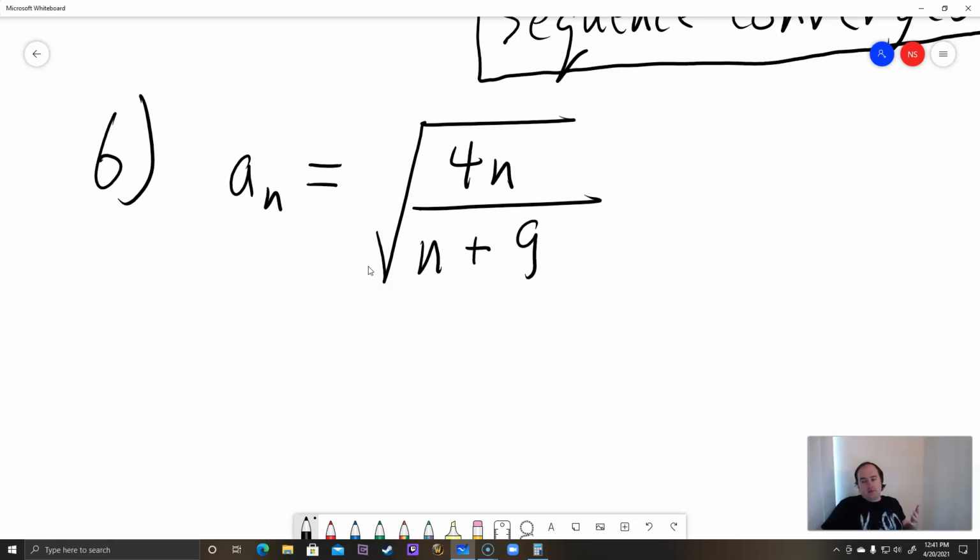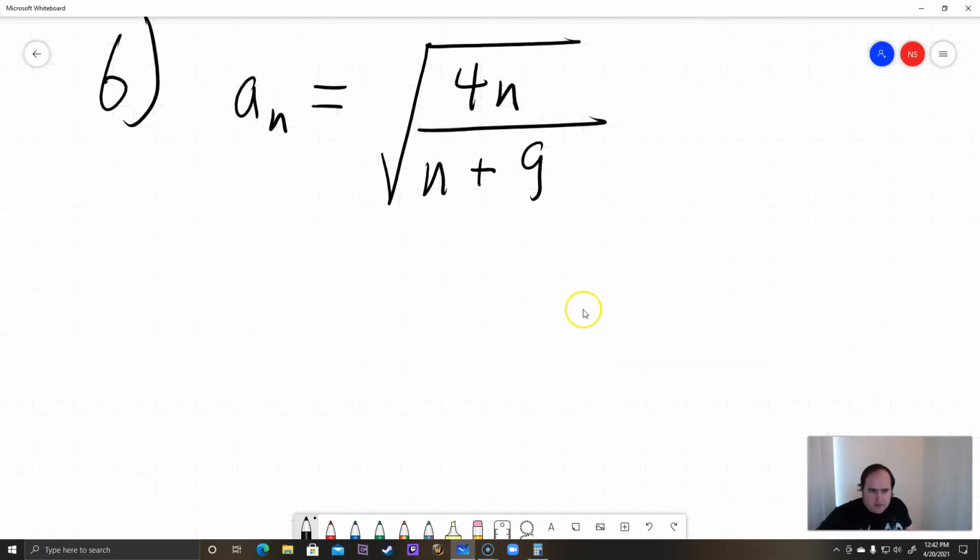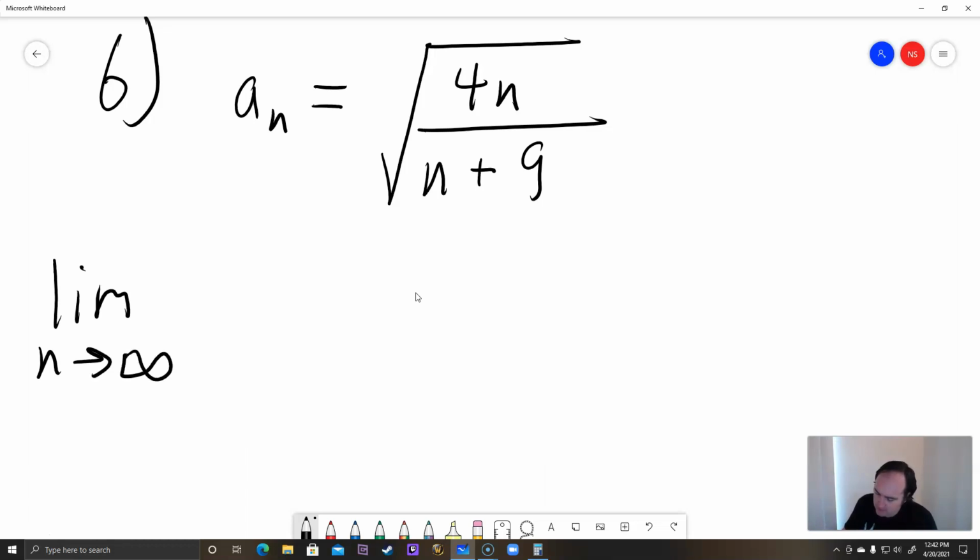And again, the reason I'm doing so many examples here is I really don't like the way my math lab does these problems. It makes them seem way too difficult. Okay, they're really quite simple problems. So what we want to do here is find the limit as n goes to infinity of the square root of 4n over n plus 9.